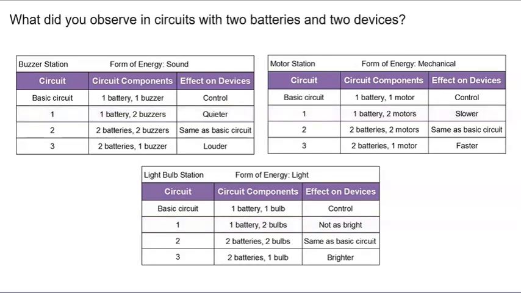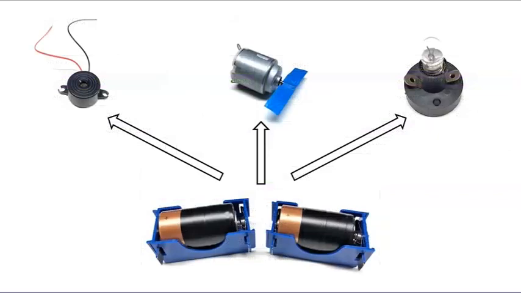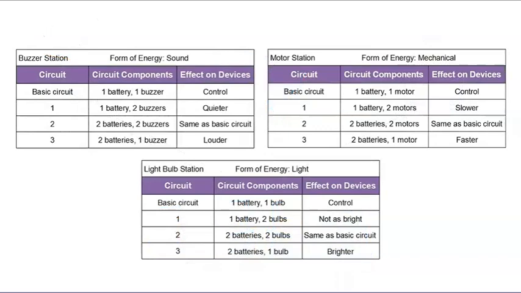What did you observe in circuits with 2 batteries and 2 devices? When there were 2 batteries and 2 devices in a circuit, each device transformed the same amount of energy as the control. So the amount of energy transformed by a device depends on the amount of electrical energy supplied to the circuit. Your task after this lesson will be to summarize the patterns you noticed in the device stations.